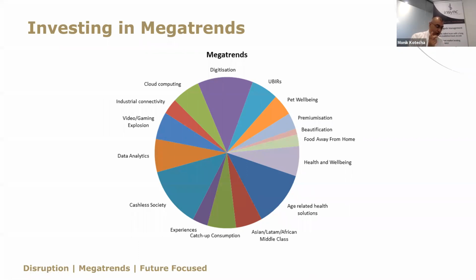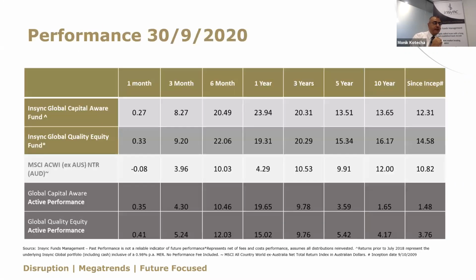So really identifying megatrends, evaluating their potential size over the next 10 years, finding the most profitable businesses and correctly valuing these, what we think are the future winners, is really what we consider to be our competitive edge. So if you can go to the next slide, please.